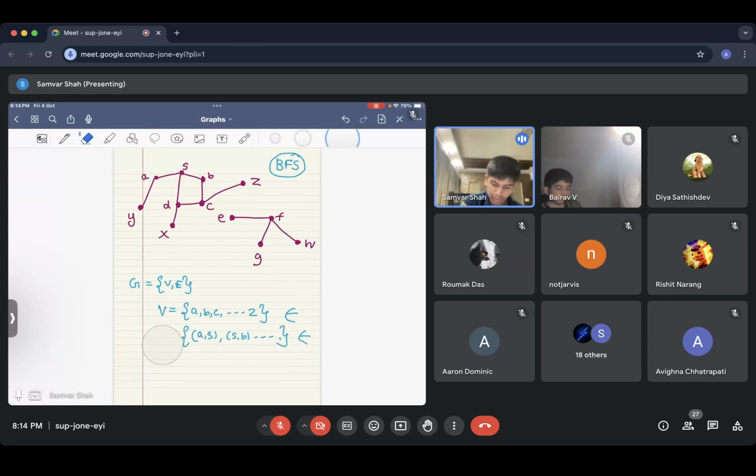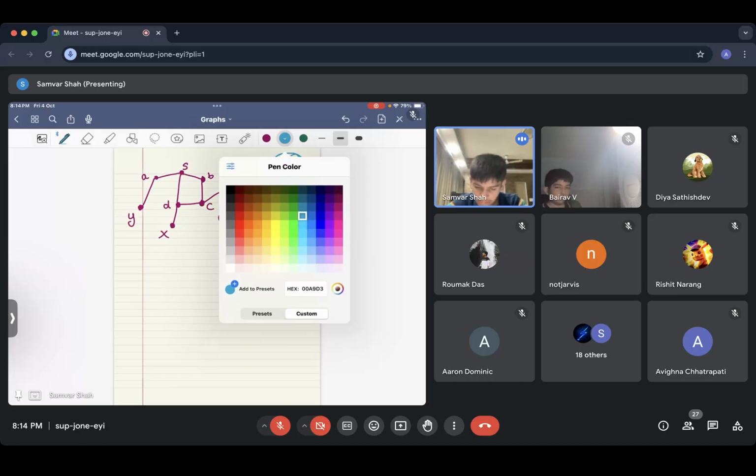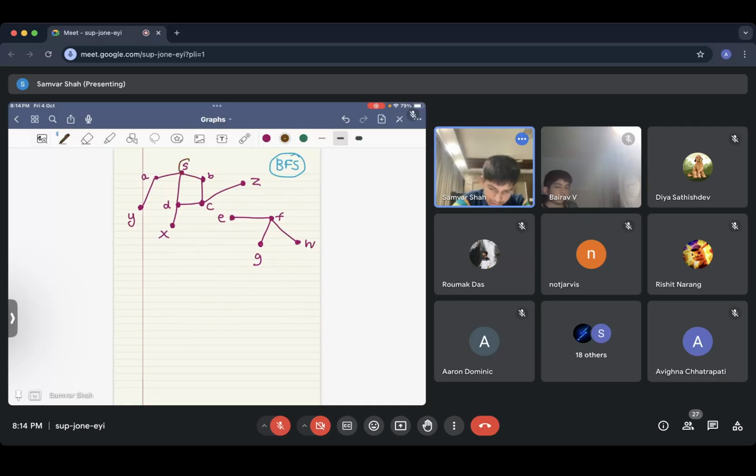So moving on, before I formally define what BFS is, I feel like it is much more helpful to intuitively understand how BFS works, which is why I'm explaining it with the help of an example. So suppose we are, let's choose a different color. Okay. Suppose we are here, we are at S. And we want to know which vertices can I visit from S.